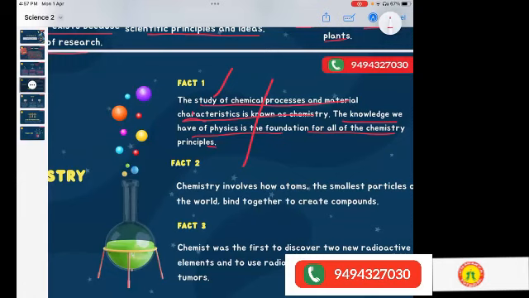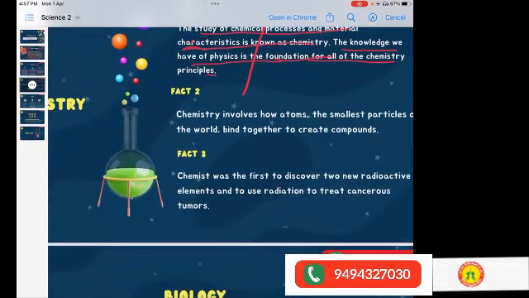Okay. So before going to chemistry, we should always learn physics, because physics is the base, and then the second one is chemistry. So physics is the foundation for all the chemistry principles. That is why we should know about it. Then, fact two: it involves how atoms, the smallest particles around the world, bind together to create compounds.